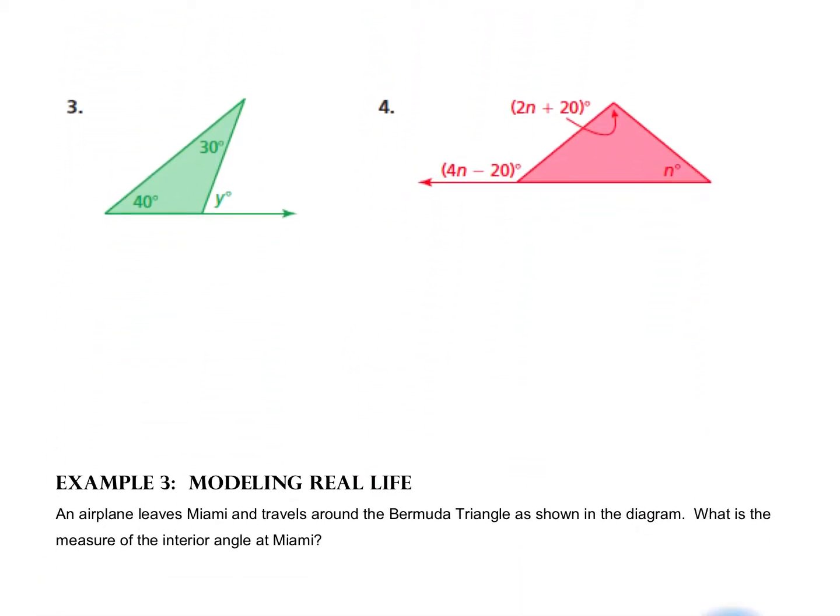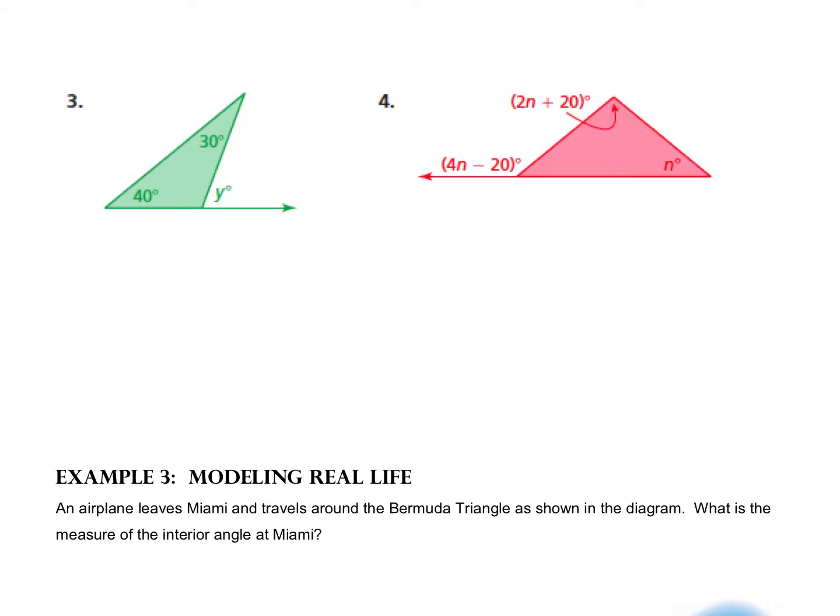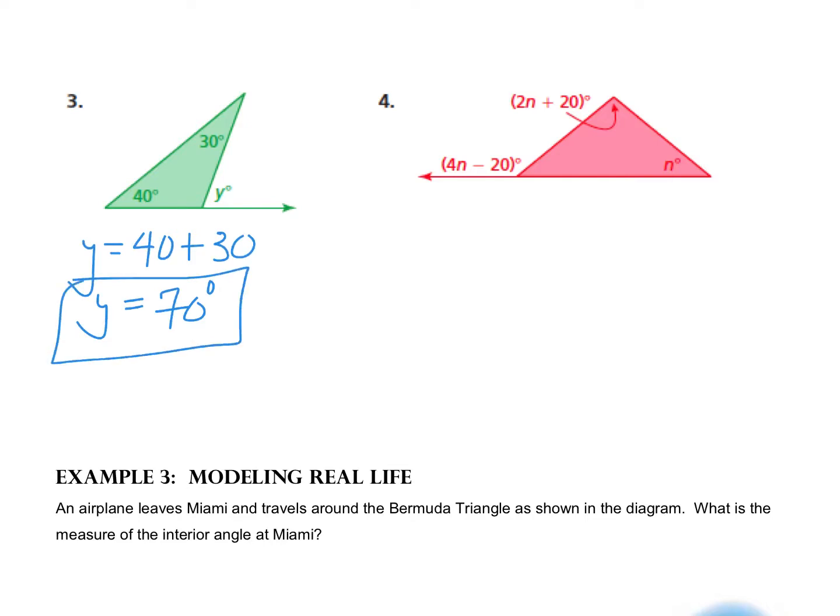Okay, here's two others. So again, for this first one, pretty simple. The exterior angle is y. The two non-adjacents are 40 and 30. They're the furthest ones away from the y. So y equals 70 degrees. This last one is definitely more tricky, but we're just following the same pattern.